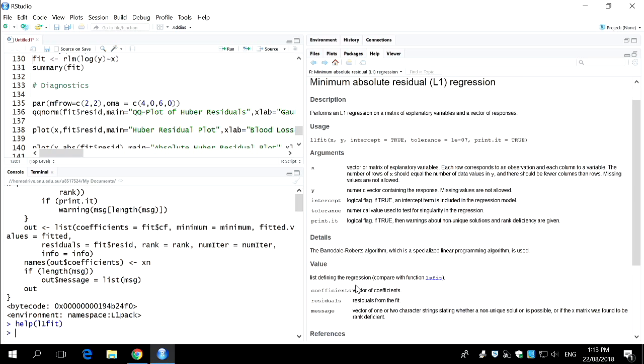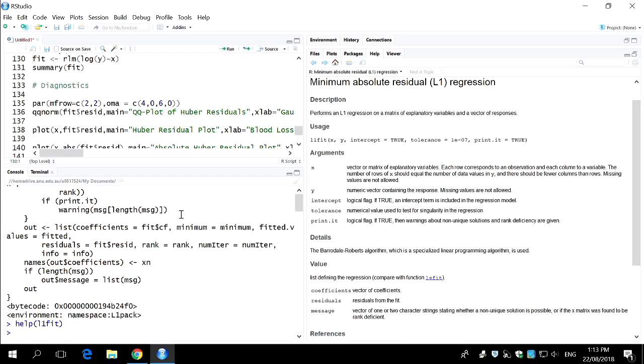Now, it's useful in this case to look at what the output is. The output is a list. It's got coefficients, so you get your intercept and your slope estimator. It's got residuals. And what it doesn't have is anything around standard errors as part of that list output. So that's something to be aware of.